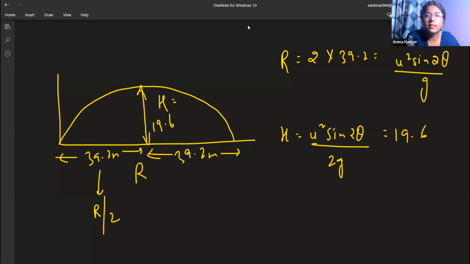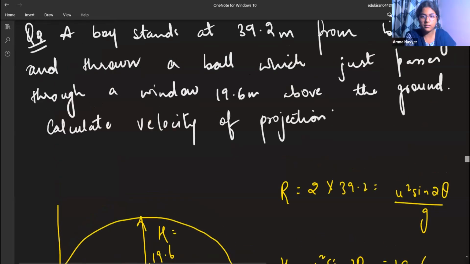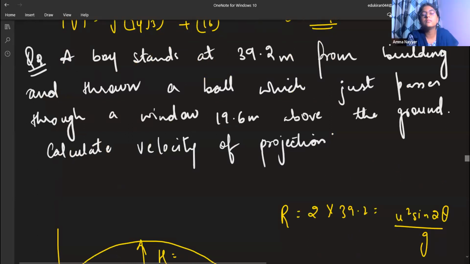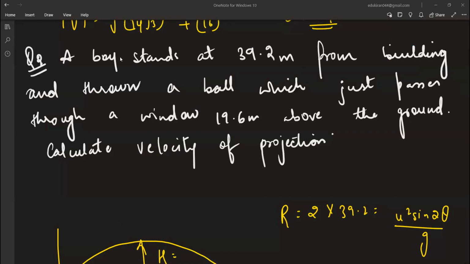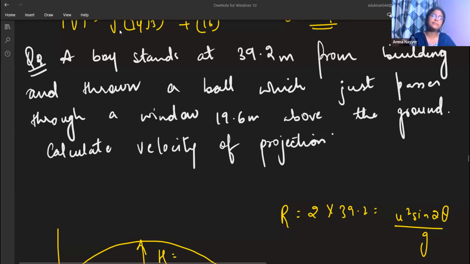Which part you're saying? Okay, this question only. Fine, noted then. Noted then first. Done?